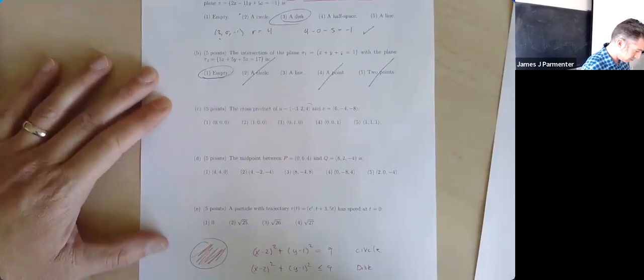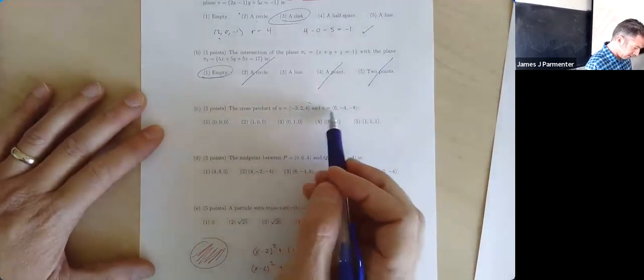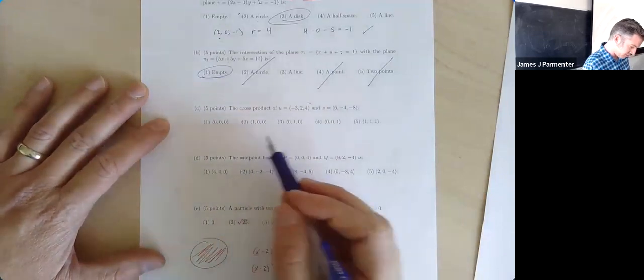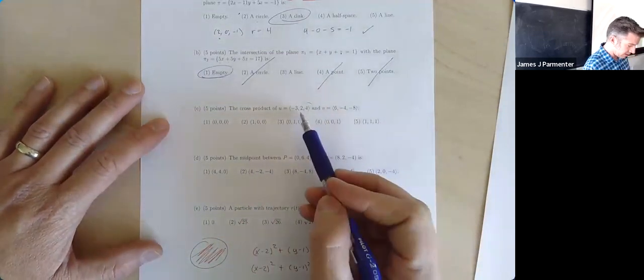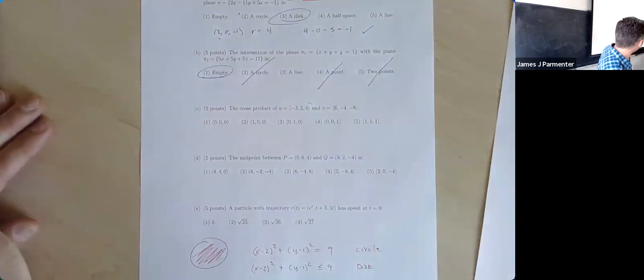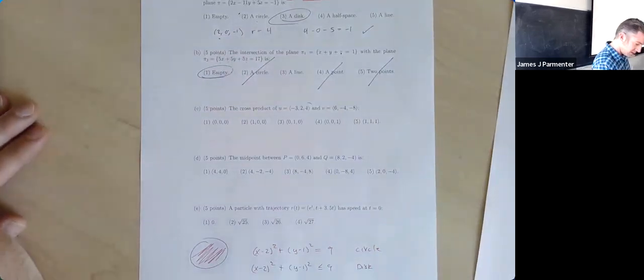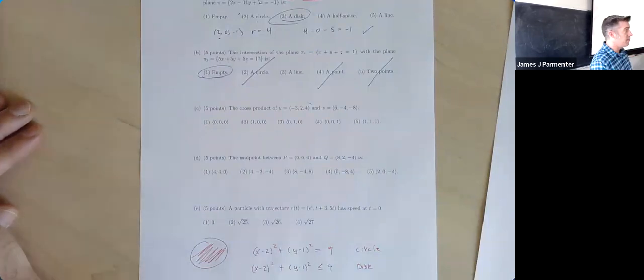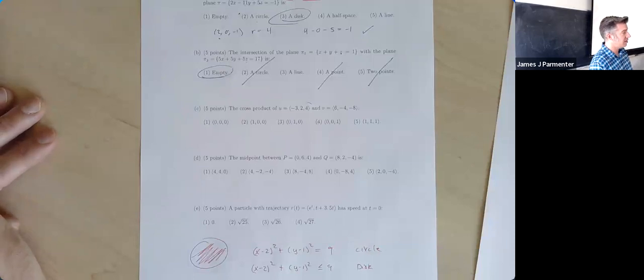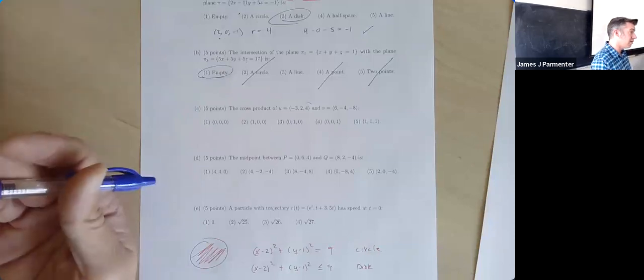Okay. The cross product of these two vectors is, let's see. So let me ask, do these two vectors have anything interesting in common with each other? Are they parallel? Yeah, they are parallel. And parallel vectors have a cross product that is the 0 vector.